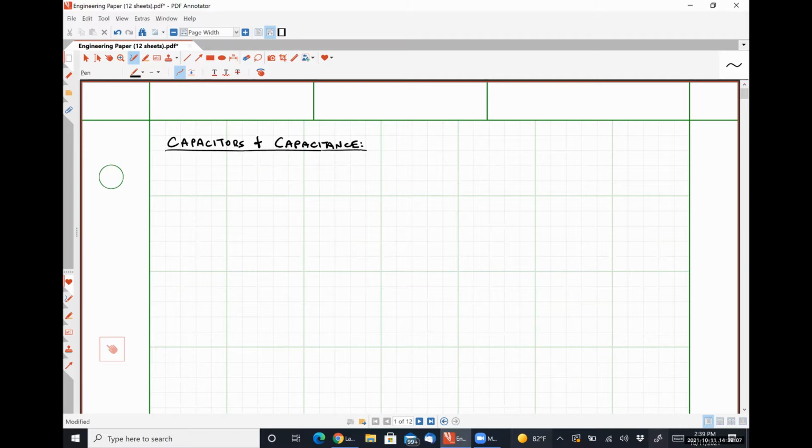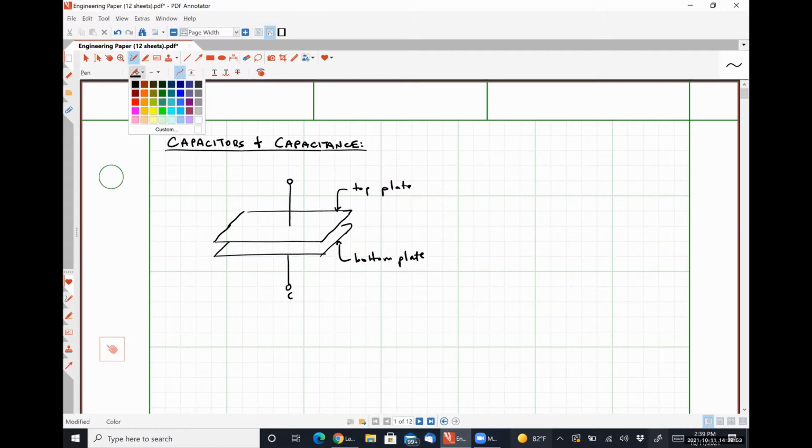So in a parallel plate capacitor, we have a pretty simple configuration. We have a plate up here on the top, and another plate down here on the bottom, connected to a set of terminals. So this is our top plate. This is our bottom plate.